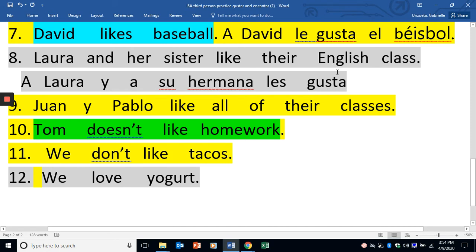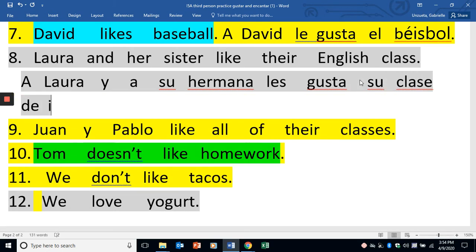It doesn't say they're English classes. They're in the same class. So I'm choosing gusta singular. And then I'm going to say their English class, su clase de inglés. We've been focusing on mi, tu, su, nuestro in this chapter. They're called possessive adjectives. And so this su can mean 6 things. Remember what the 6 are? His, her, its, your formal, your guys's, their. So it means a lot of things.